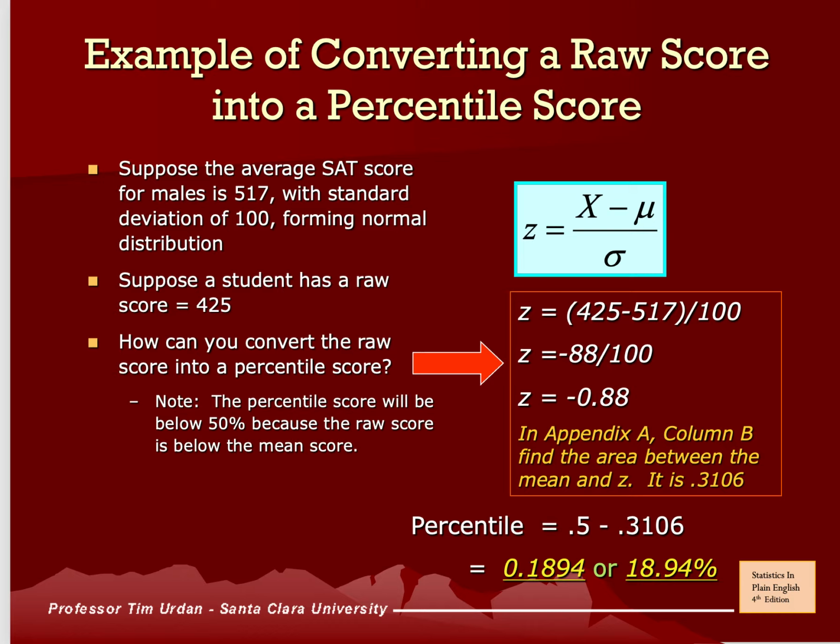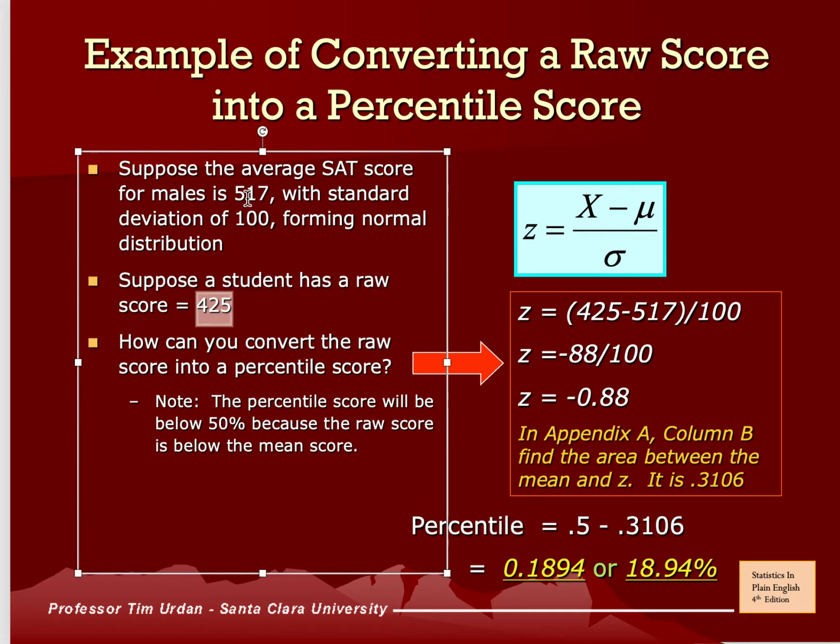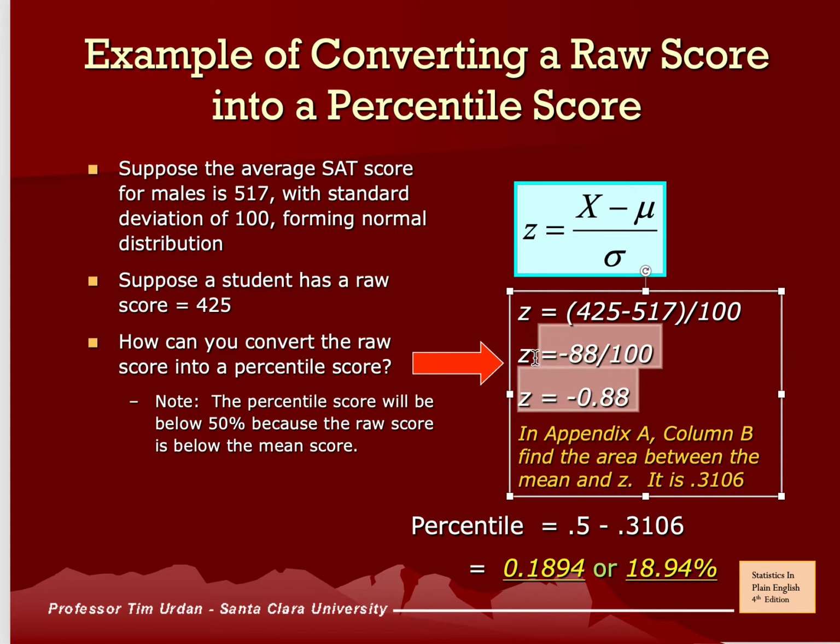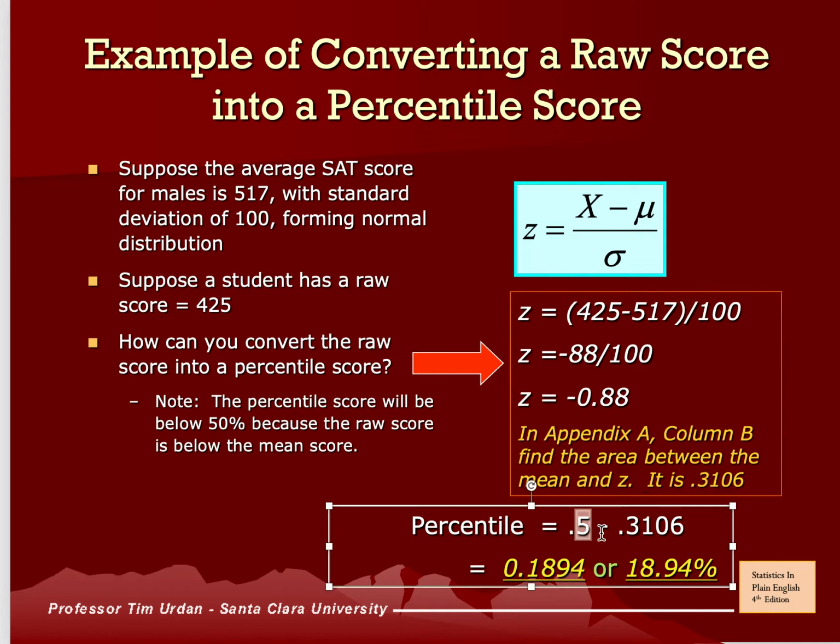Here's an example of going from a raw score to a percentile. Let's suppose the person's raw score is a 425 when I know there's a standard deviation of 100 and a mean of 517. How can I convert the raw score into a percentile? Well, I'm going to find the z-score, so right here, and then I'm going to go to Appendix A, and I'm going to go to negative 0.8, and then at the top 0.8, and I get 0.3106. And to get the percentile of that, I'm going to have to subtract it from the middle, and that gives me the 18th or 18.94 percentile.